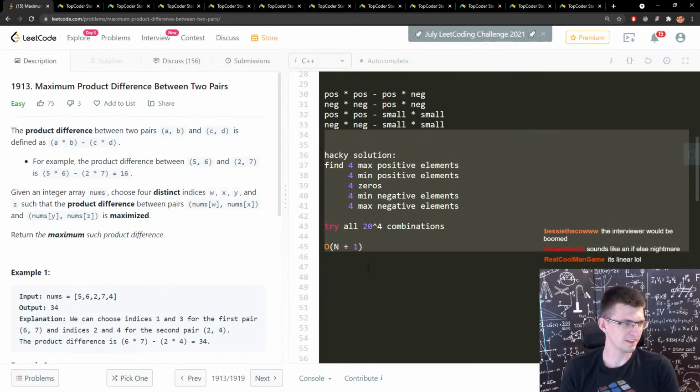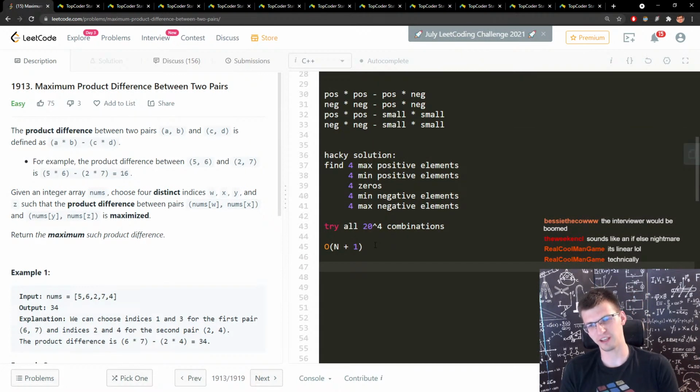Linear. This solution shows, by the way, how time complexity is not a perfect measure. Technically linear.